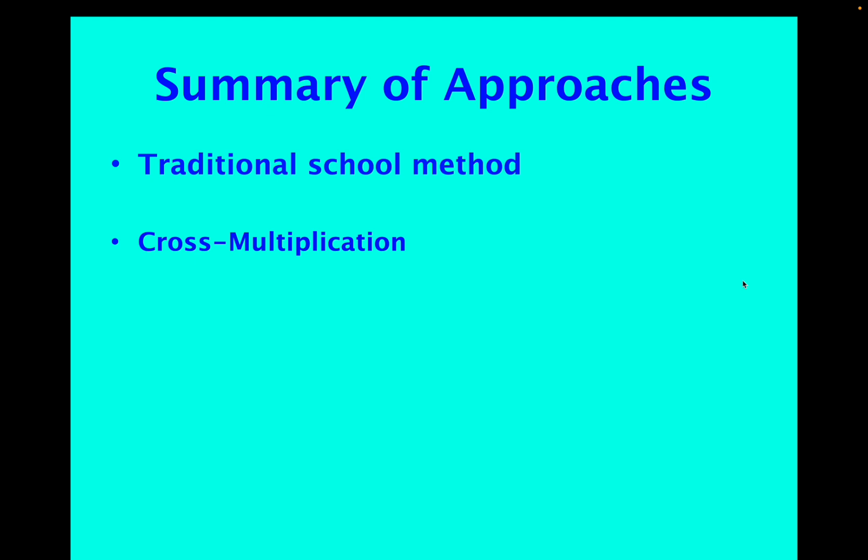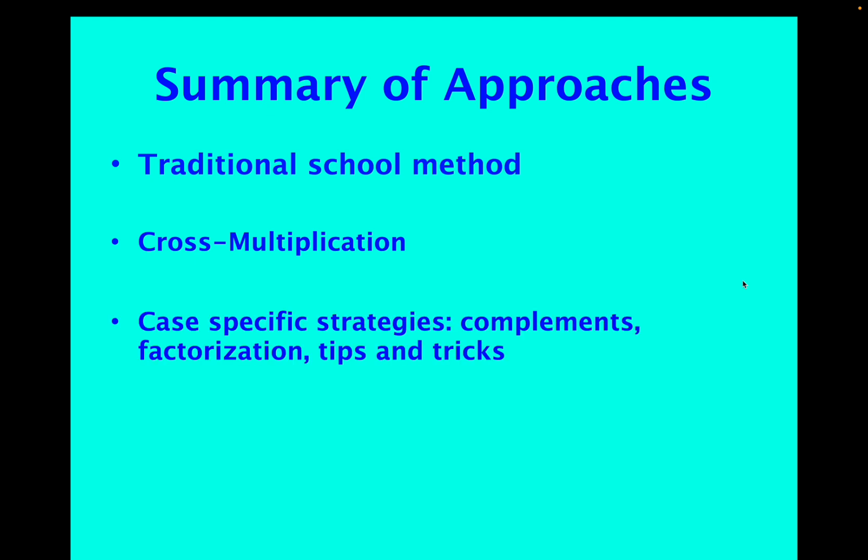The traditional school method is generally more efficient. Cross multiplication reduces the need for visualization, and so can allow you to do larger questions than you would be able to do just using the traditional school method. And as I mentioned, there are a little bit of tips and tricks and different approaches that can be used for very specific types of questions.